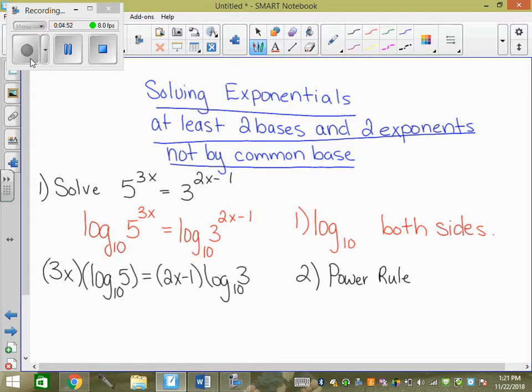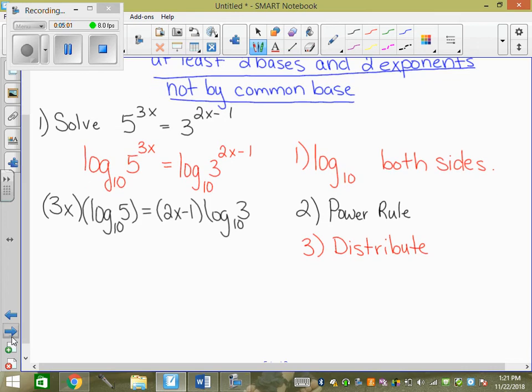Distribute. So we are going to get 3x log base 10 of 5 equals 2x log base 10 of 3 minus 1 log base 10 of 3. You just distribute the 2x and the 1 in. 2x times this is that. Negative 1 times this is that. Just distributing the bracket in.